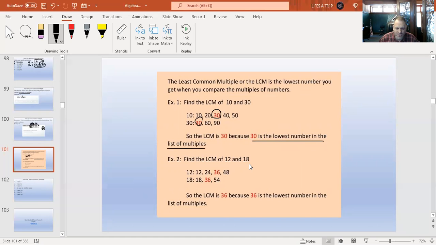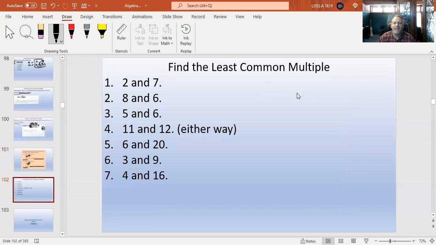Okay, let's look at 12 and 18. 12, 24, 36. 18, 36. So 36 is the lowest number in the list of multiples. All right, guys, let's try 2 and 7. Oh, we already did those, so not going to make you do them again. My homeschoolers, be sure to do 1 through 7. We're going to do a few of these, and then I'll let you do the rest. So 8 and 6.